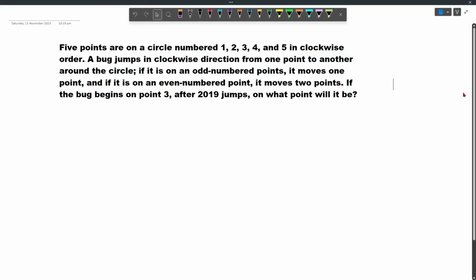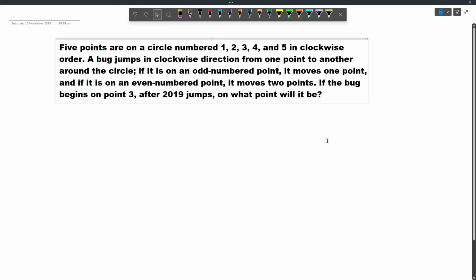Now, this is our next example. 5 points are on a circle numbered 1, 2, 3, 4, and 5 in clockwise order. A bug jumps in clockwise direction from one point to another around the circle. If it is on an odd numbered point, it moves 1 point. And if it is on an even numbered point, it moves 2 points. If the bug begins on point 3, after 2019 jumps, on what point will it be?